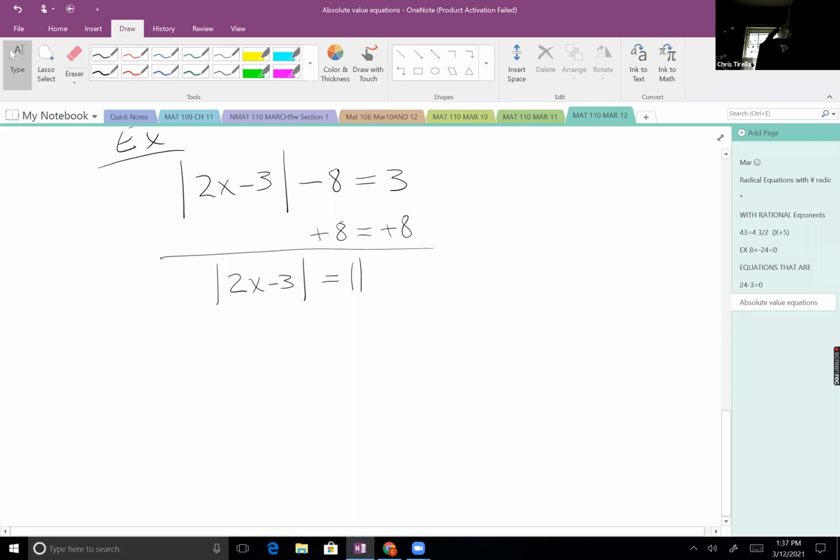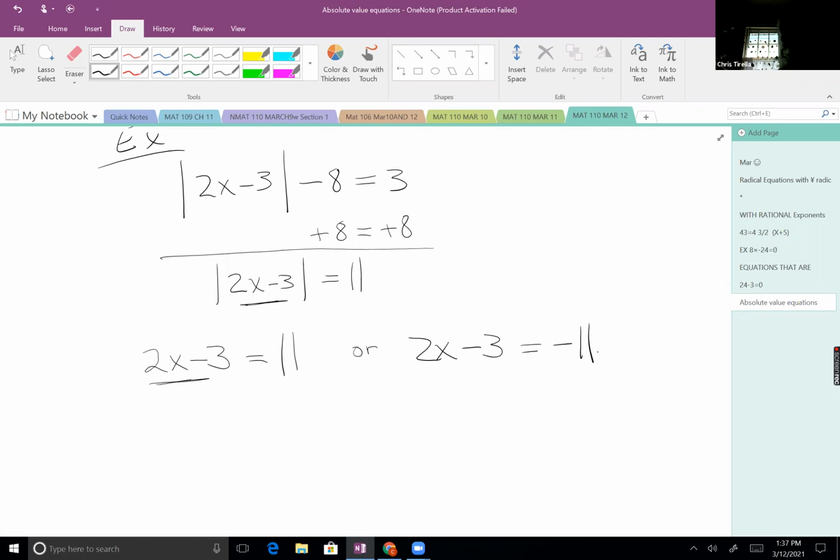Now again, 2 absolute value bars reminds me I want to break this into 2 equations. For the first one, I'm going to just take what's inside the absolute value and set it equal to the other side. For the second, what's inside the absolute value stays the same, and I change the sign on the other side. Now solving the resulting equations.